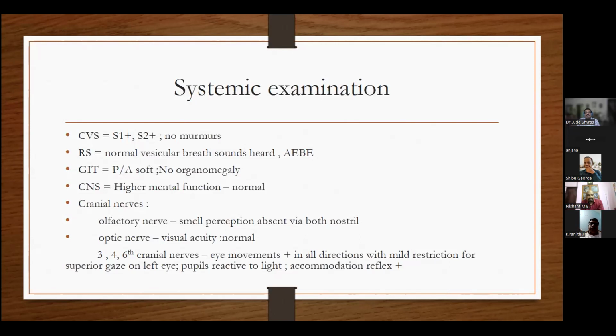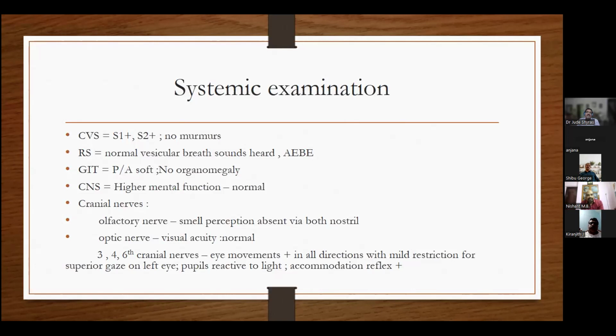Both nostrils are tested separately. You should use a different substance for the other nostril, because the patient will tend to re-identify the substance he knows. If one nostril is functioning and he smells coffee, then if you ask him with the other nostril, he'll still say it is coffee. So you should have two different substances.